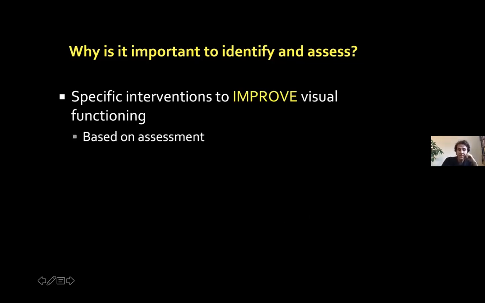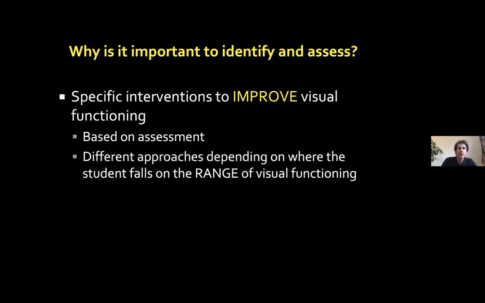It has to be based on assessment. And the reason it has to be based on assessment is that there are unique and different, very distinct approaches to intervention that we're taking, depending on where the child falls on this range of visual functioning, from least severe to most severe.